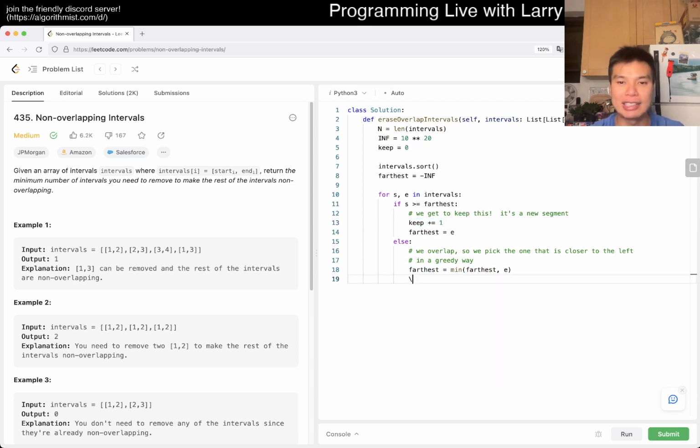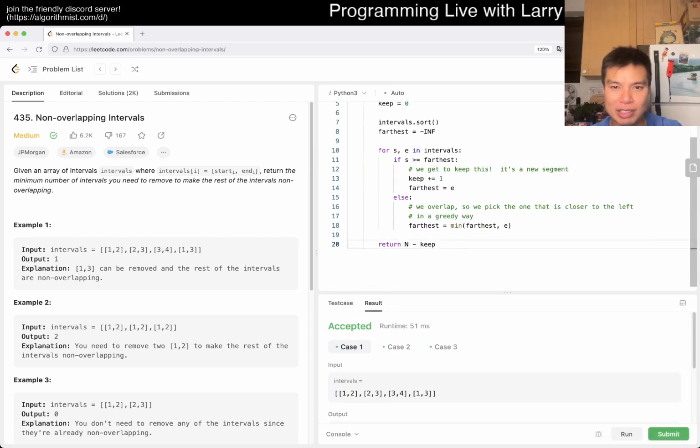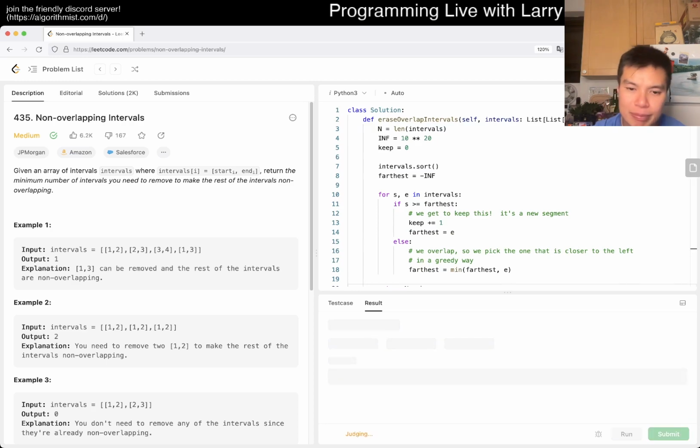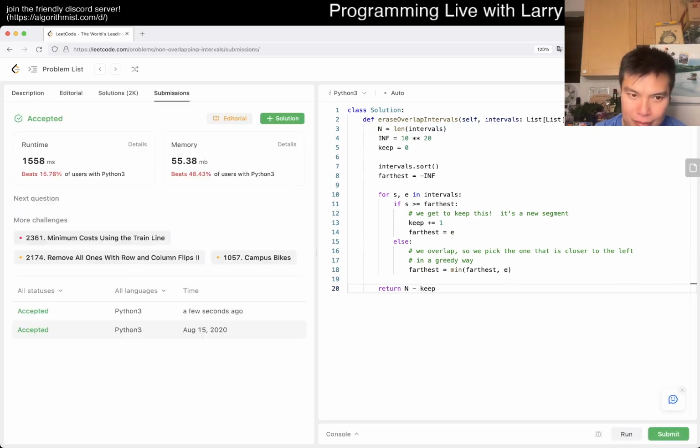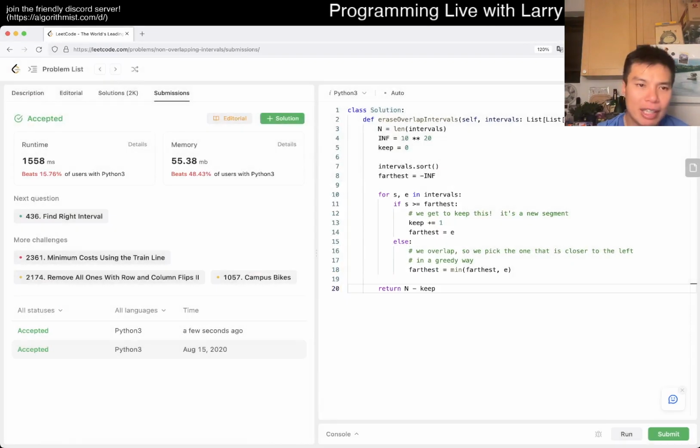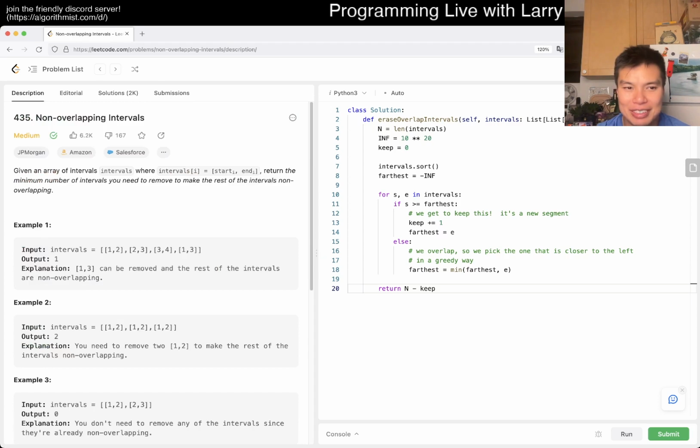So then now at the end, the number that we remove is just n minus keep, and I think we should be good. This code is ridiculously short, and what I mean by that is, oh, this is slow apparently. Maybe there's an easy way to do it. I don't know. Meh, I don't care.